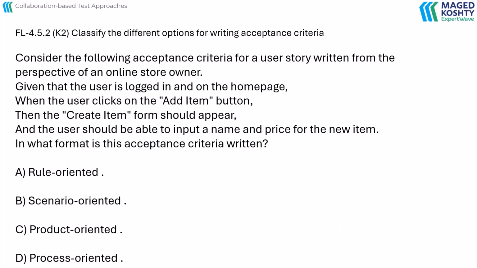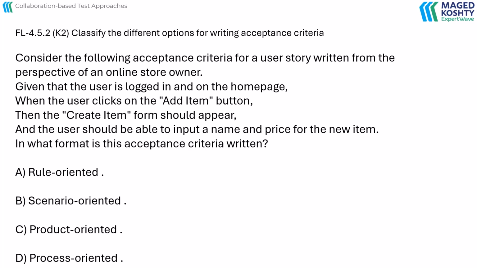Second question. Consider the following acceptance criteria for a user story written from the perspective of an online store owner. Given, when, then, and the user should be able to input a name and price for the new item. In what format is this acceptance criteria written?